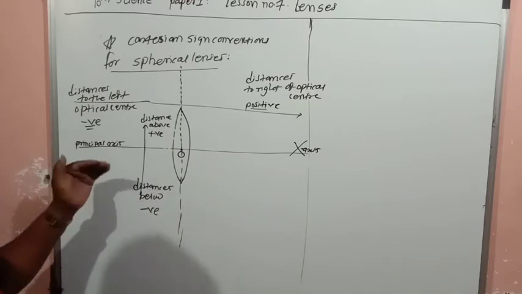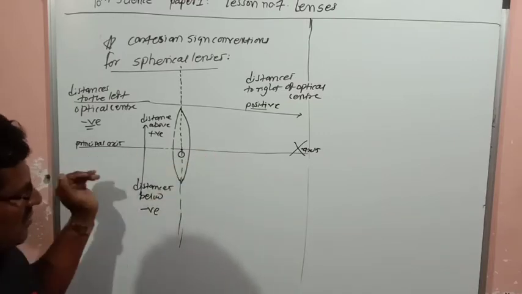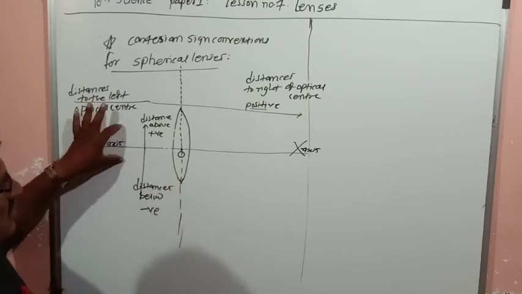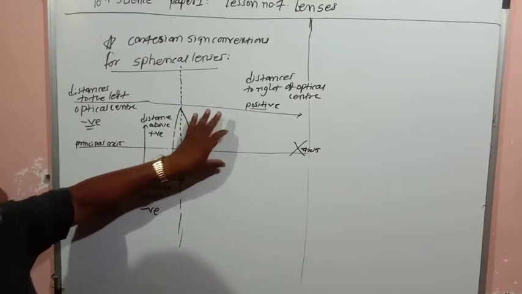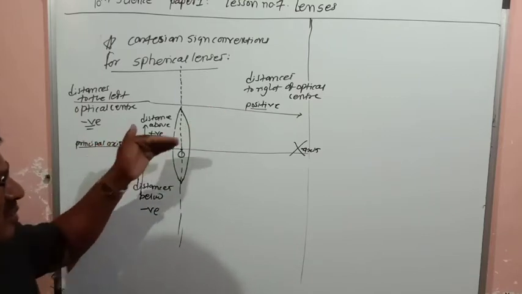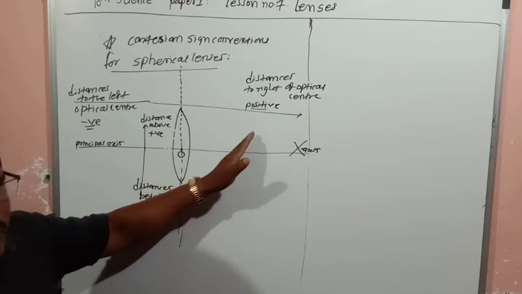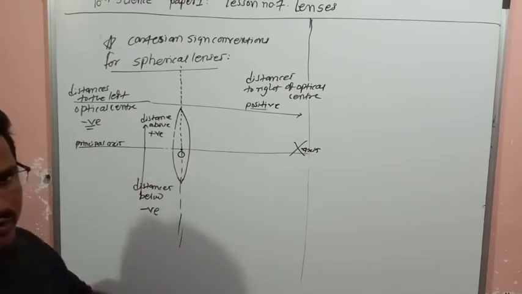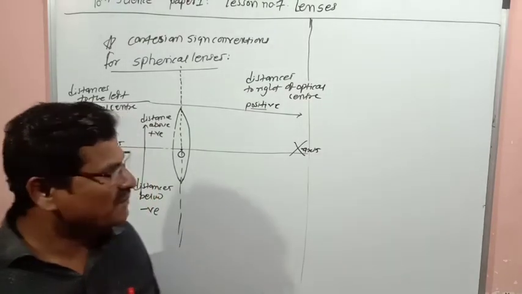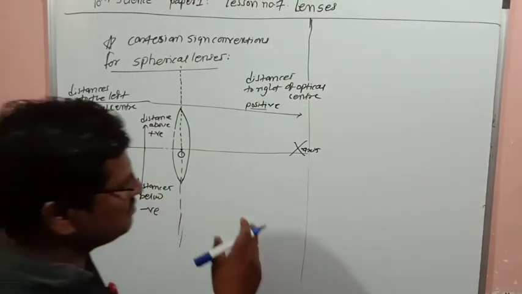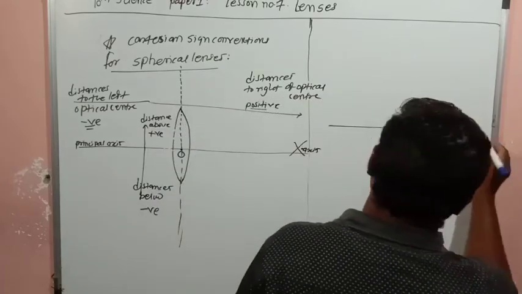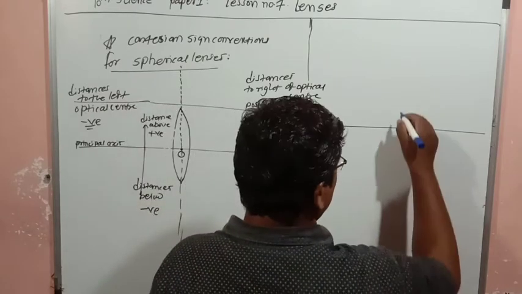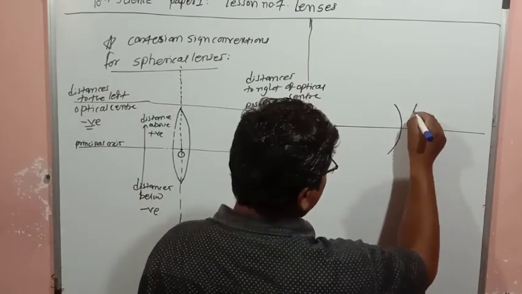So that is the sign convention we are studying. Another thing: this is the converging lens. Focal length for the convex lens is positive, and for the concave lens it is negative. These points we have to see. And another diagram you can draw, the same diagram for the concave lens.